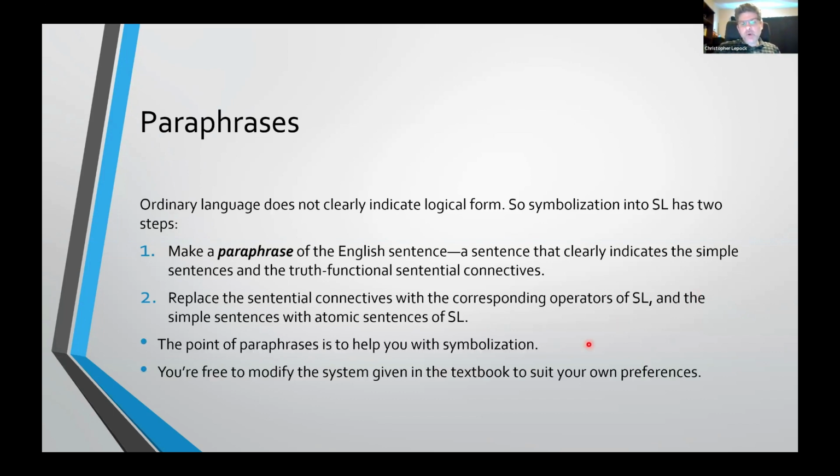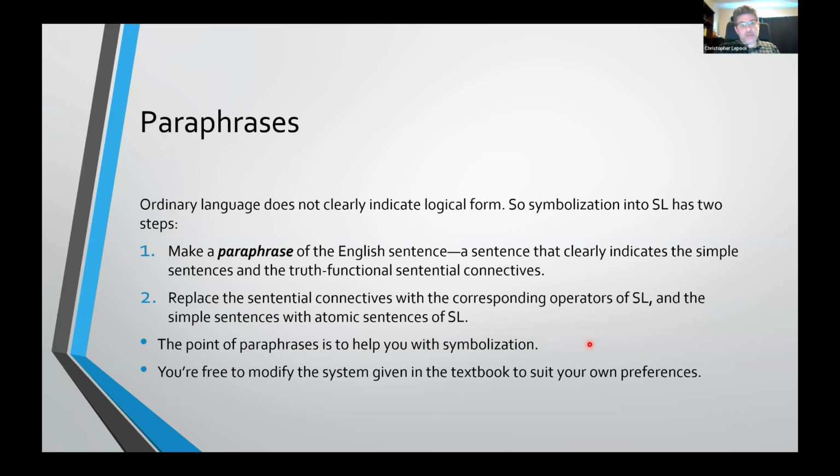Now, the point of the paraphrasing method is to help you with symbolization. And so you don't have to follow the precise method that's given in the textbook. You can modify this to suit your own preferences. Later in these slides, I'm going to recommend some modifications that I think would probably simplify things or make it easier to use. There are different paraphrasing methods.